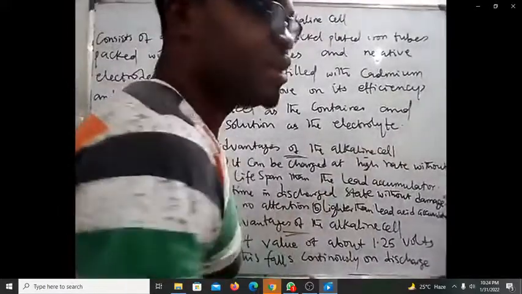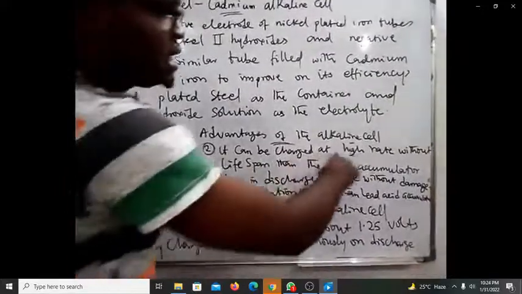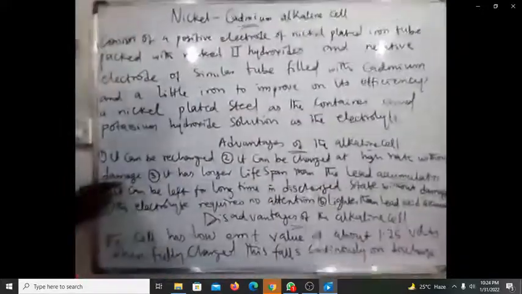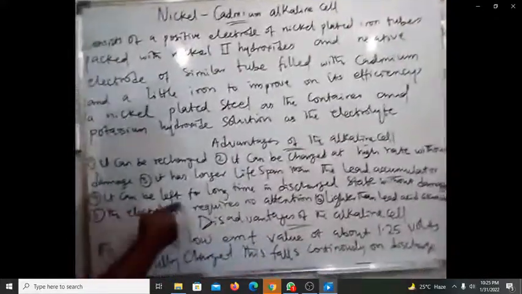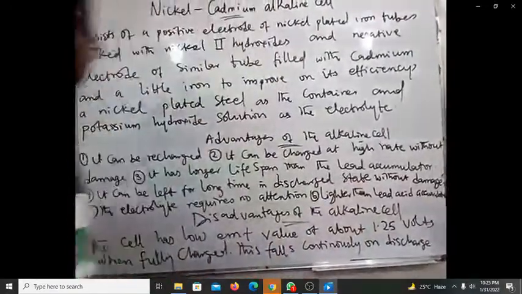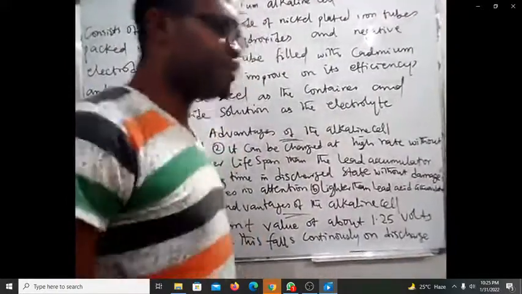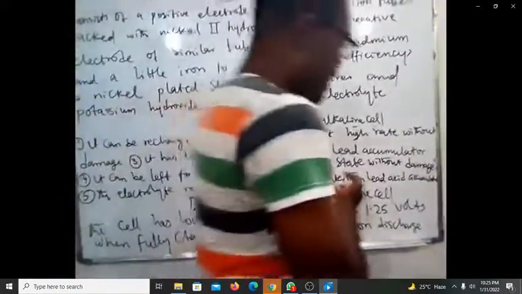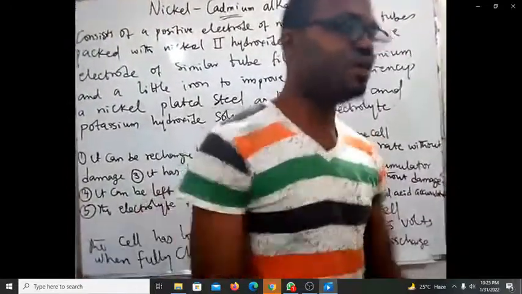What are the advantages of alkaline cell? They can be recharged. They can charge at a high rate without damage. They have longer lifespan than the lead acid accumulator. They can be left for a long time in discharge stage without damage. The electrolyte requires no attention, unlike the other one that you have to be very careful with. They are lighter than the lead acid accumulator. If you carry them, they are lighter. The other one, the lead acid accumulators, are very heavy.